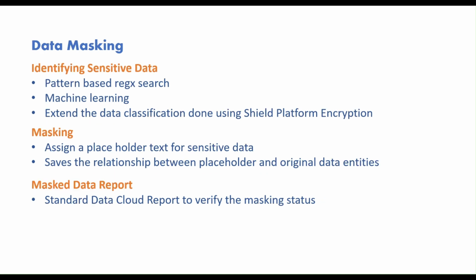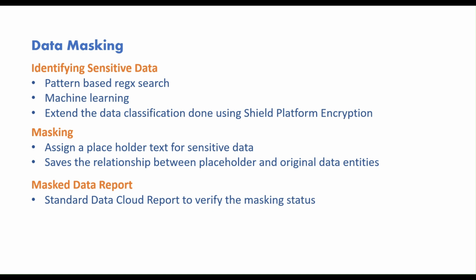Data masking. The Trust Layer masks any sensitive data before it is sent to the LLM. Identification of the sensitive data is the first step. How does Trust Layer identify sensitive data in the prompt? There are two ways it does this. First, pattern-based search, specifically, regular expression patterns and context words. Second, use machine learning to identify sensitive data that don't have a defined pattern, such as names of people or companies. If you have done data classification already in your org, using Shield platform encryption or data classification, that metadata is used for masking.